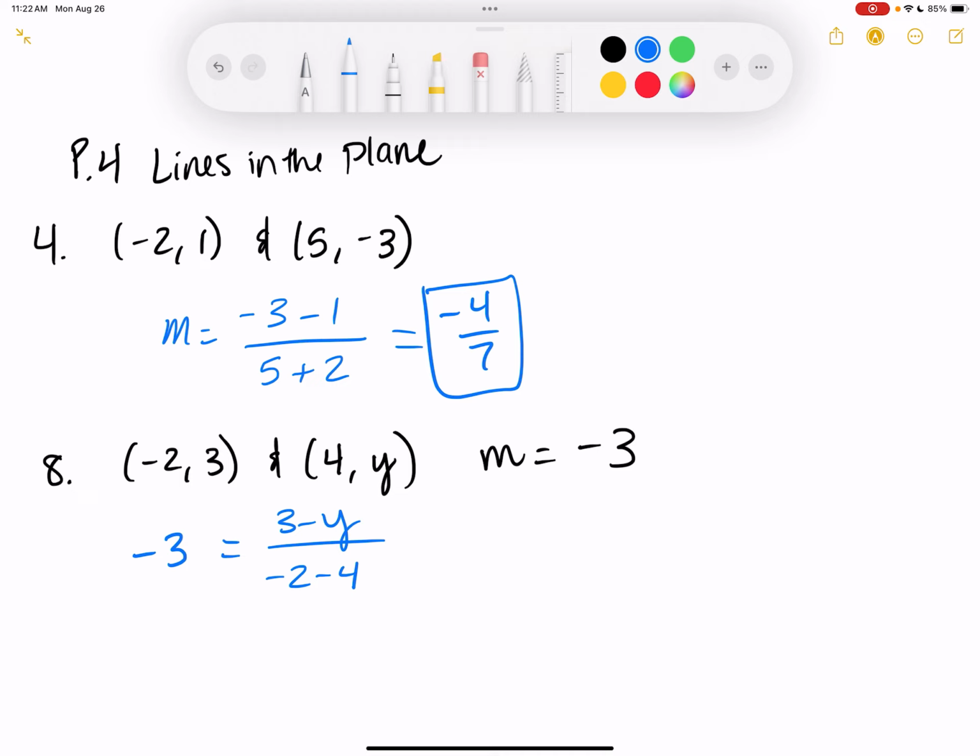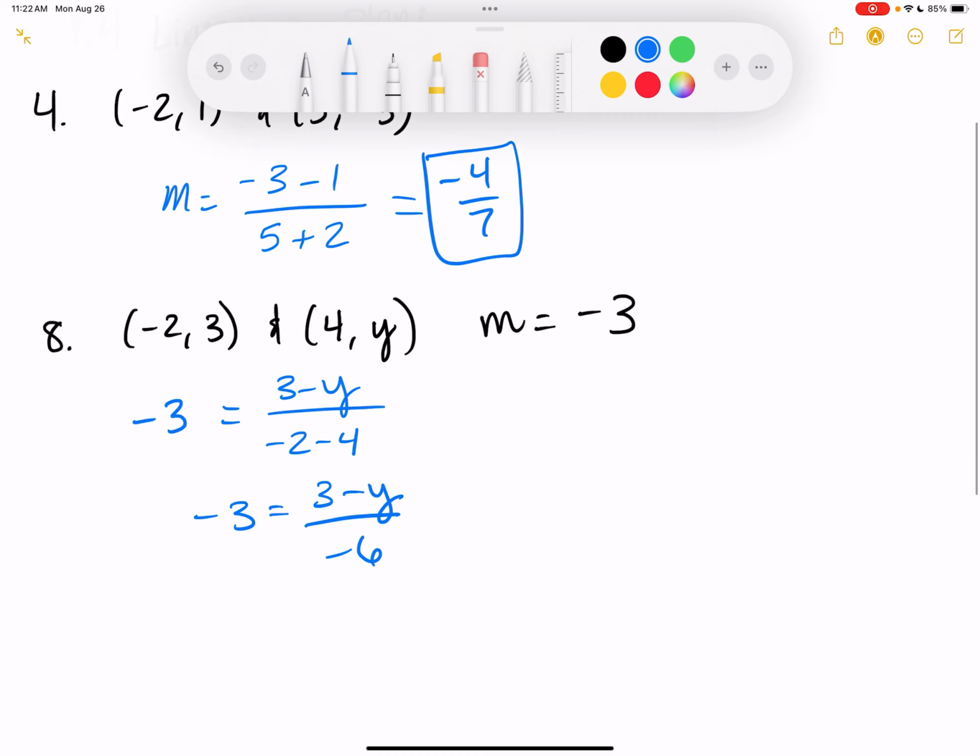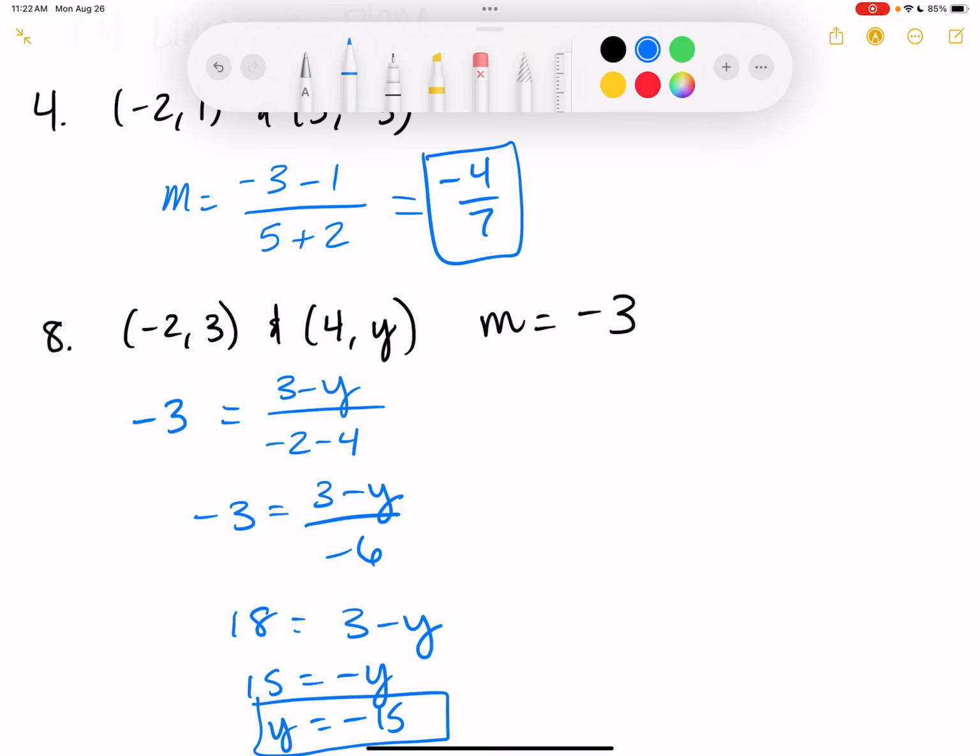Okay, so this is going to give me -3 equals 3 minus y over -6. Multiply by -6, so 18 equals 3 minus y. 15 equals -y, so y equals -15. So the y coordinate of that point is -15.